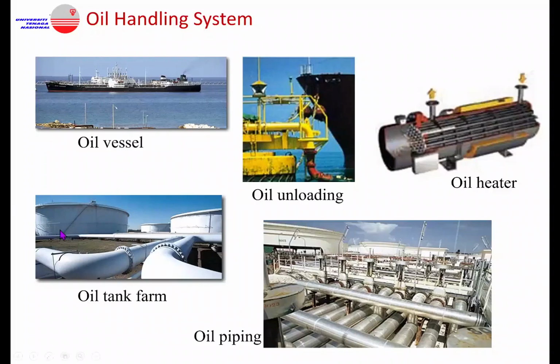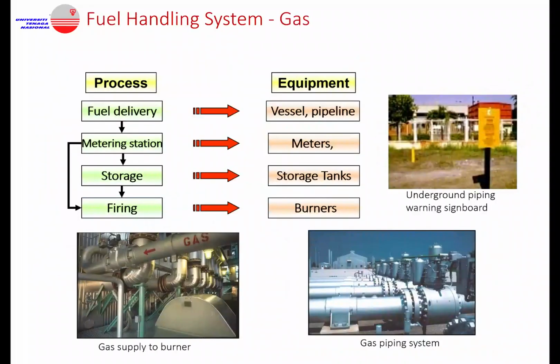These are examples of the tank for storage in the power plant, and you have a long piping system. So the system for the oil is not that complex as compared to the system that we have for our coal handling. The last one is on gas. This is, I think, the simplest fuel handling system as compared to coal and oil.